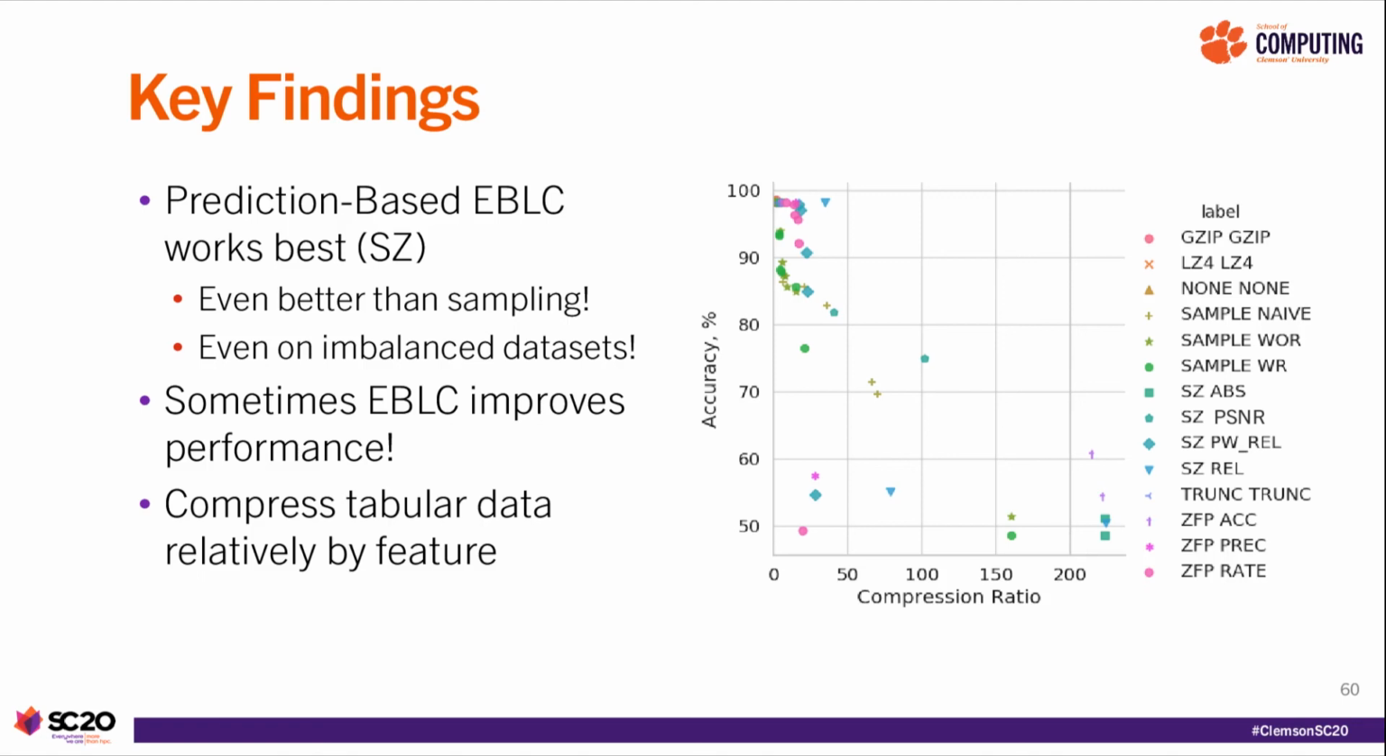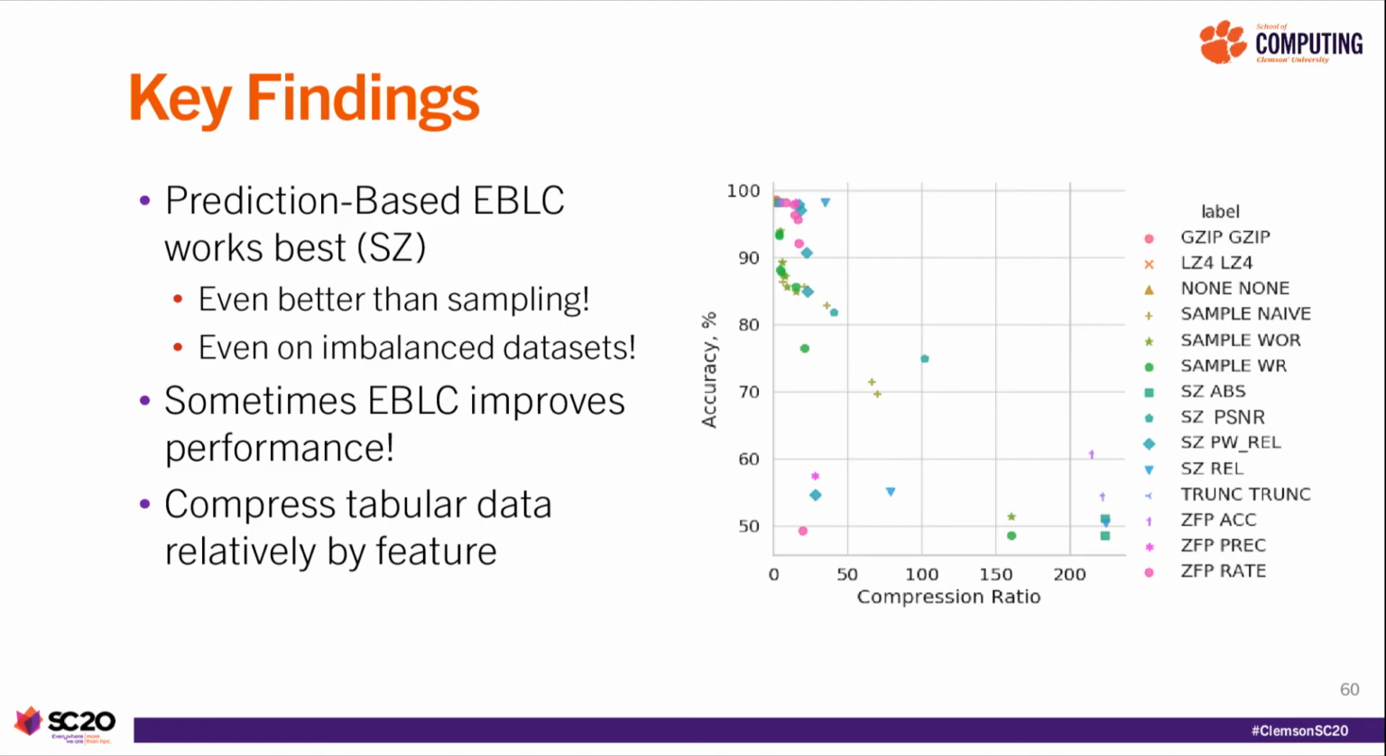Additionally, we found that in some cases, error-bounded lossy compression actually improved performance. So why did this happen? Fundamentally, we think this happens because the machine learning or AI application was essentially over-learning aspects of the individual data. And the error introduced by the error-bounded compressor essentially smoothed off some of this over-learning that occurred.